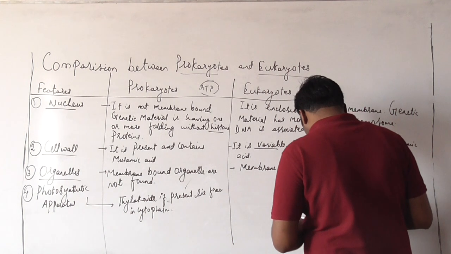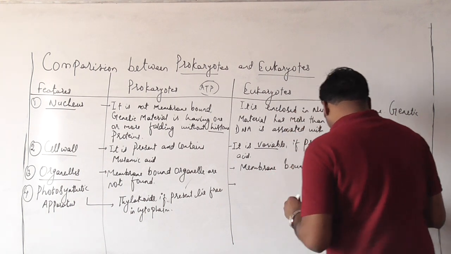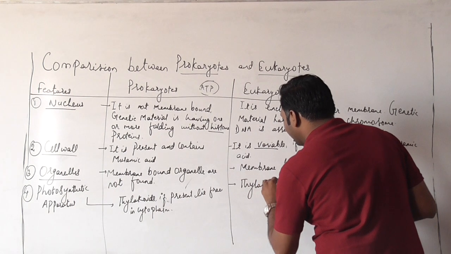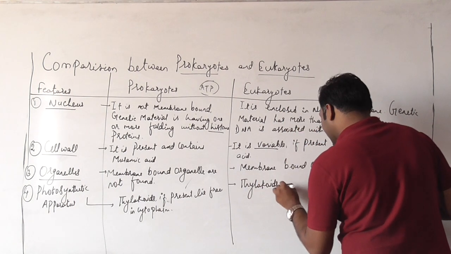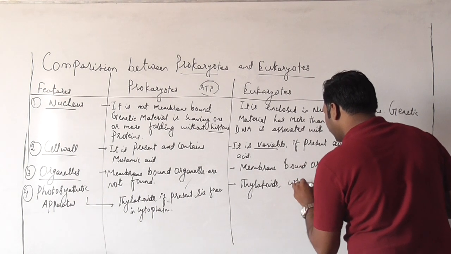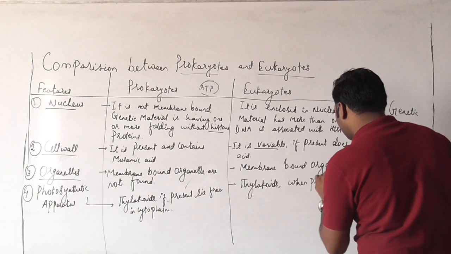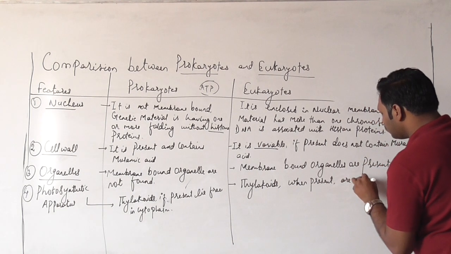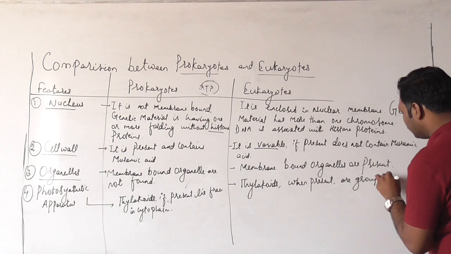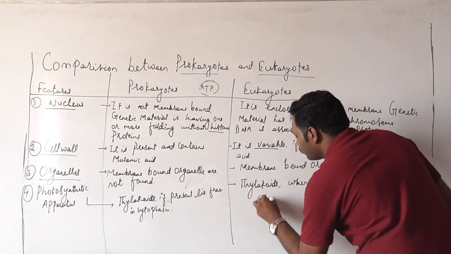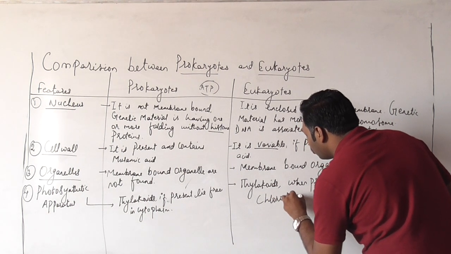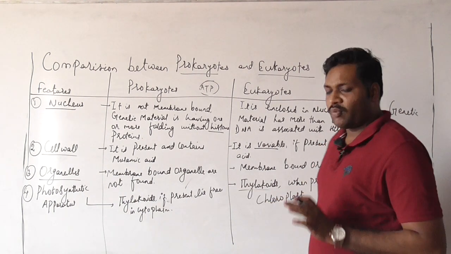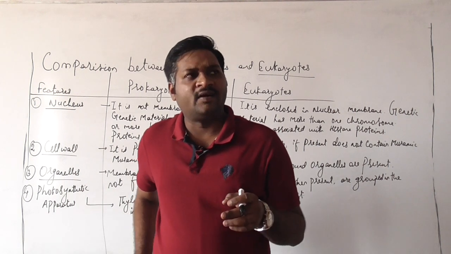Now here, in case of the eukaryotes, thylakoids, when present, are grouped in the chloroplast. That means when thylakoids are present, they are grouped into the chloroplast. Now, why is it said 'if thylakoids are present'? What does it mean basically?